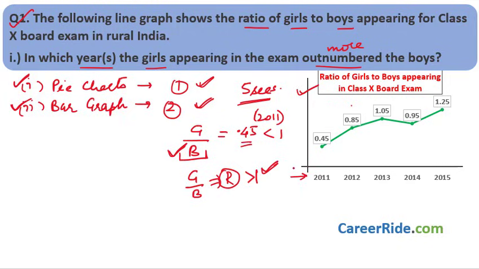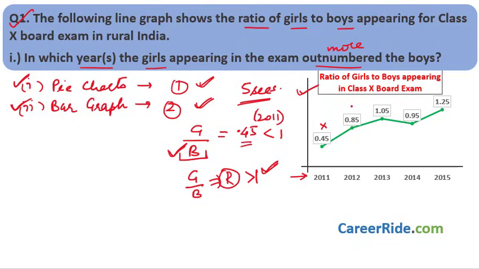Do we need any calculations even? No, we don't require any calculations. Let us just go through the graph. So see, for 2011 it is 0.45. It means my denominator is bigger, which means that the number of boys is more. So this cannot be the year that I'm looking for.